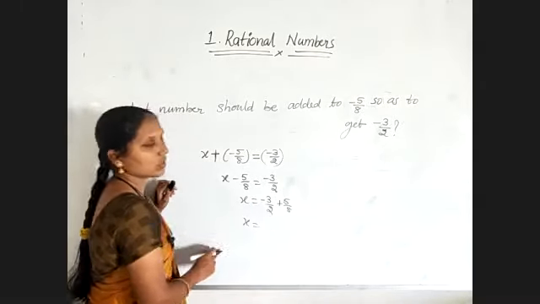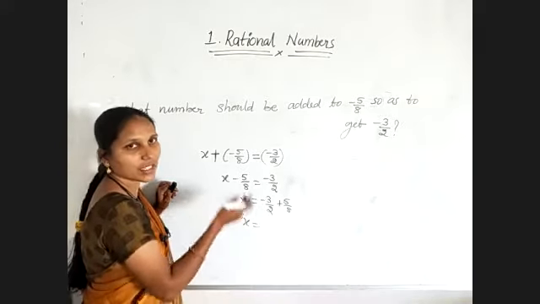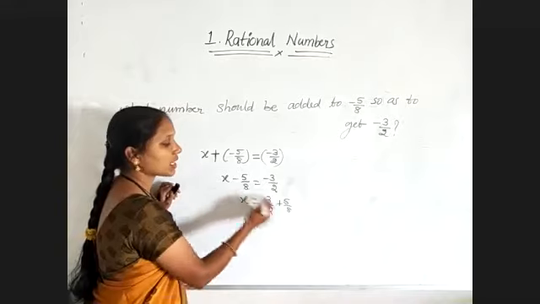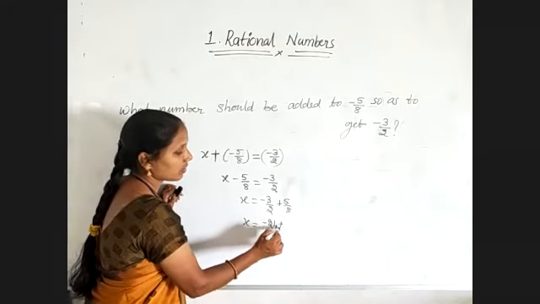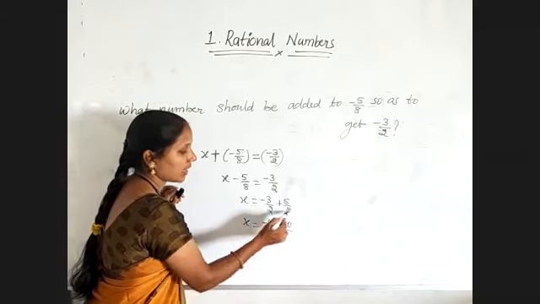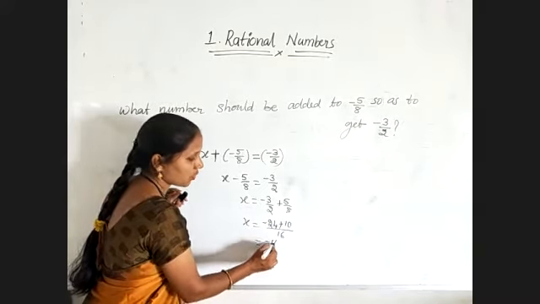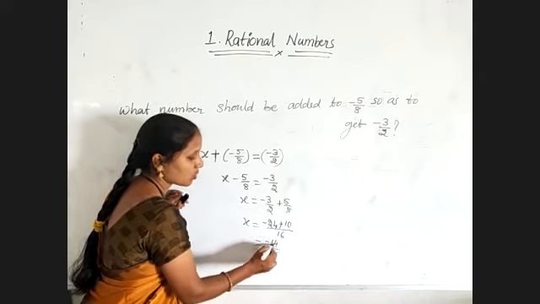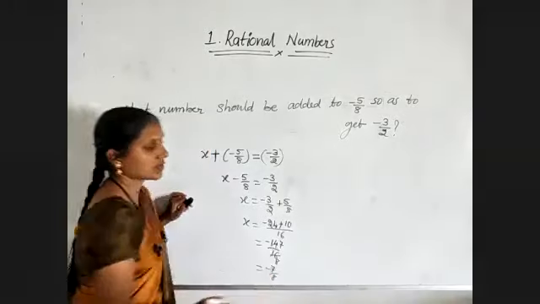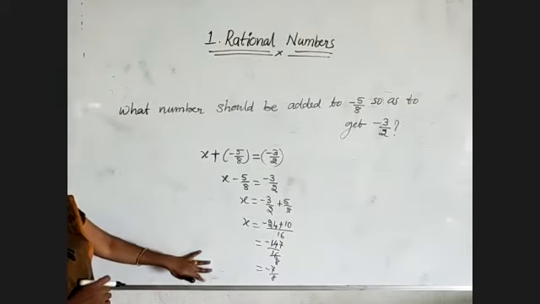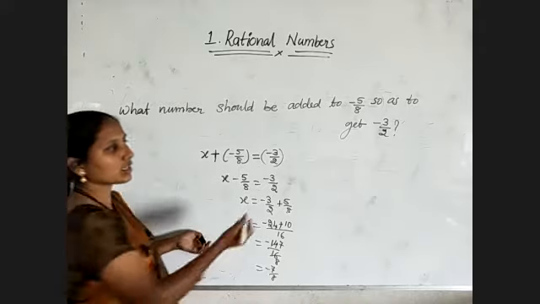x is equal to, what is the LCM of these two? Otherwise go for cross multiplication. Whatever is easy, follow. So I am doing cross multiplication. Very simple. 8 3s are 24. 2 5s are 10. 8 2s are 16, which is equal to minus 14/16. So 2 7s are 14, 2 8s are 16, which is equal to minus 7/8. That's all. So minus 7/8 is added to get the result minus 3/2. If you have any doubt, check your answer also.